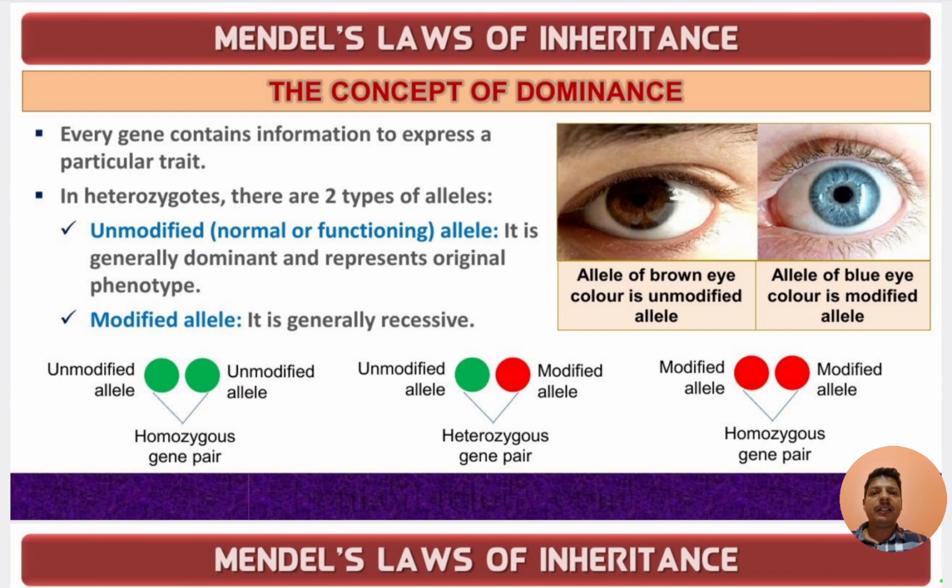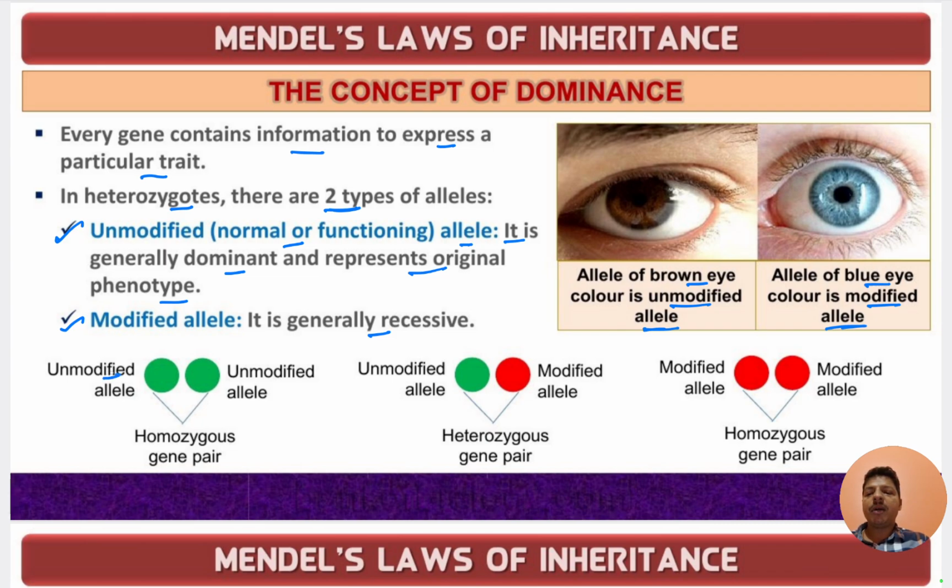Here, the concept of dominance. Every gene contains information to express a particular character or trait. In heterozygotes, there are 2 types of alleles. One is the unmodified, that is normal or functioning allele. It is generally dominant and represents the original phenotype, and a modified allele, it is generally recessive. As you can see, the allele of brown eye color is the unmodified allele because it is found in many human beings. But the allele of blue eye color is a modified allele because it is found only in few.